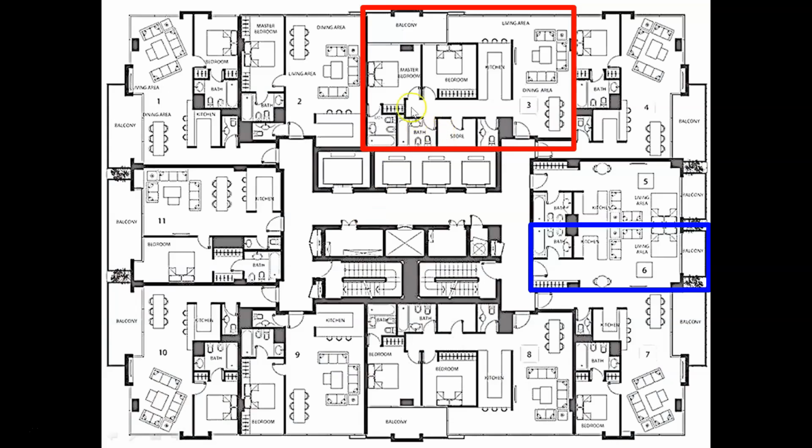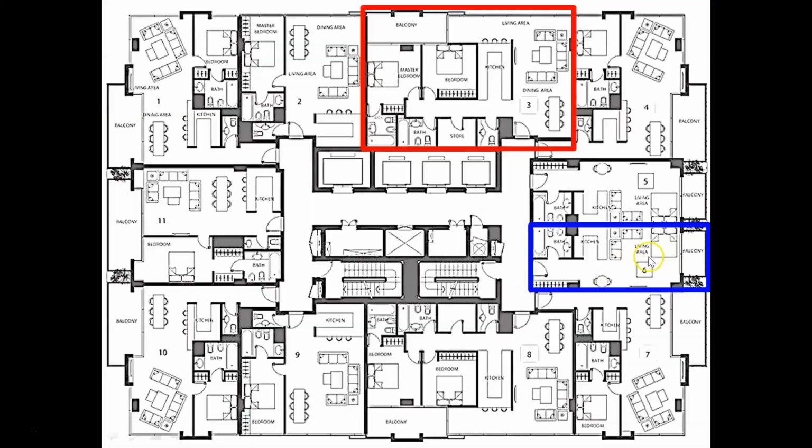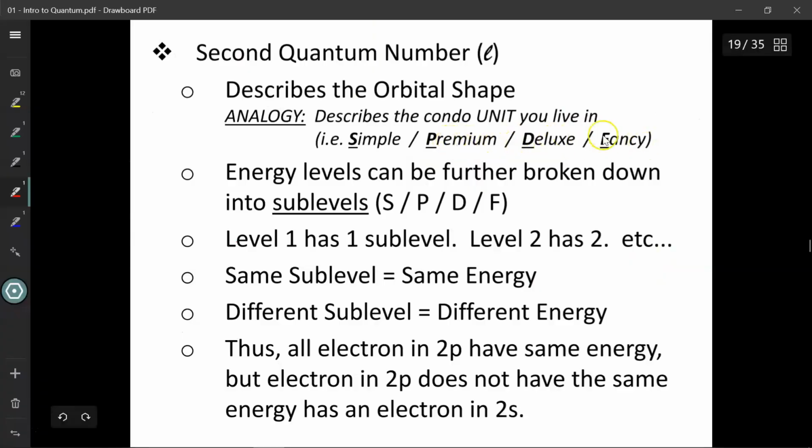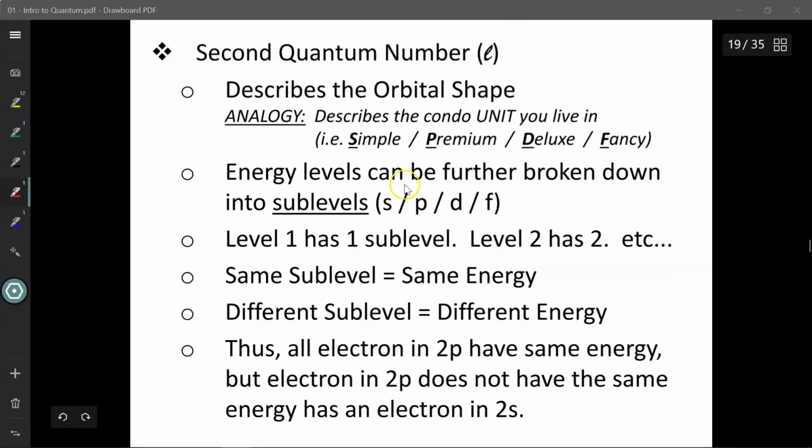So after I found out which floor they're on, I need to identify which unit they are in. Is it one of the bigger units on the floor with 2 bedrooms, or is it one of the smaller bachelor units with only 1 bedroom? And that's what the second quantum number L describes. It describes the orbital shape, or from our analogy, describes the condo unit that they live in. So for instance, an S unit would be a simple unit, one with only 1 bedroom, whereas a P, D, or F, premium, deluxe, or fancy units, would have multiple bedrooms, or they'd be corner rooms with nice views of the area.